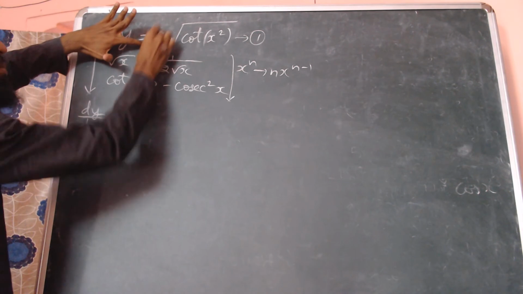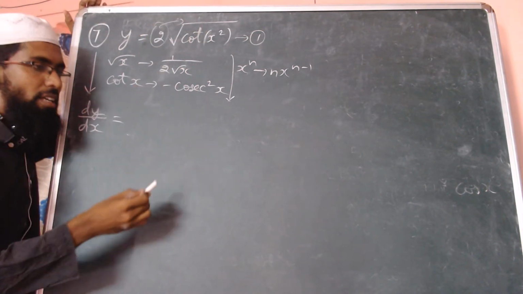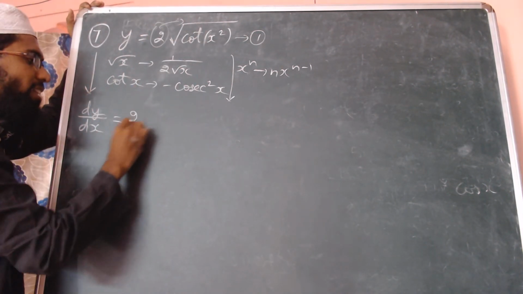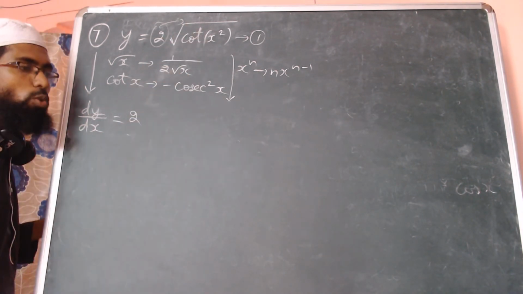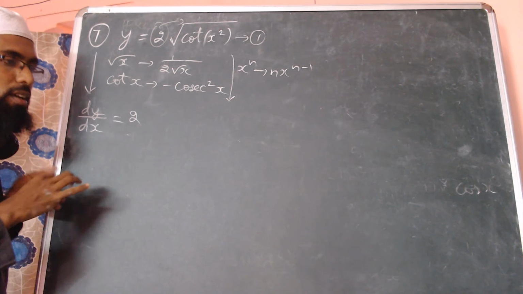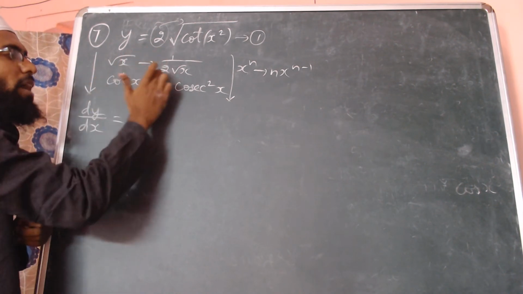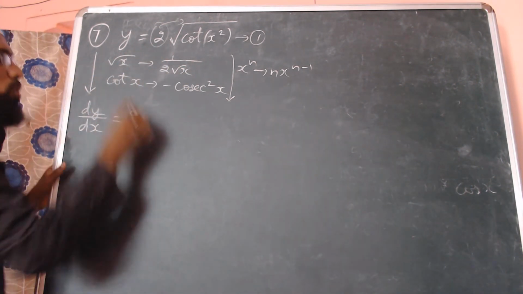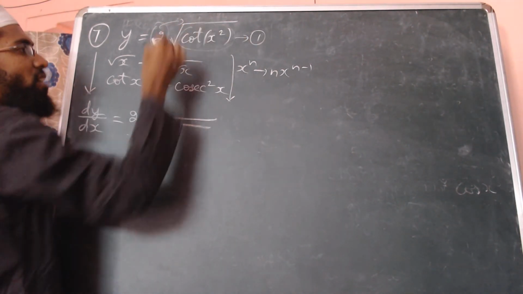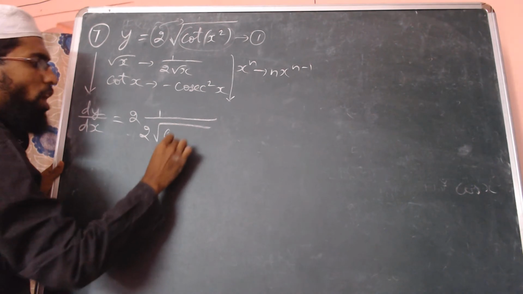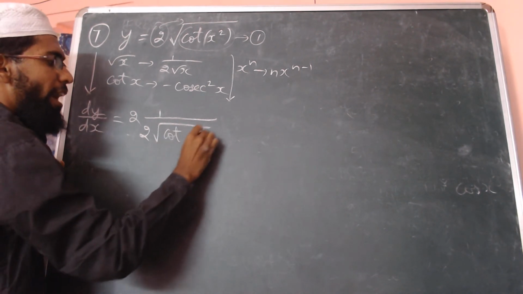This 2 is constant, but it is in product with the variable, right? Yes. So I'll write the 2 as it is. Root of x derivative is 1 by 2 root x. Root of y is 1 by 2 root y. So root of something is 1 by 2 root of whatever is there: 1 by 2 root of cot of x square.